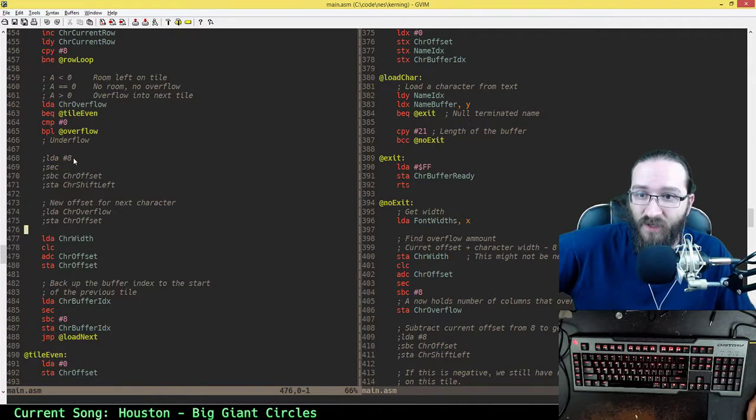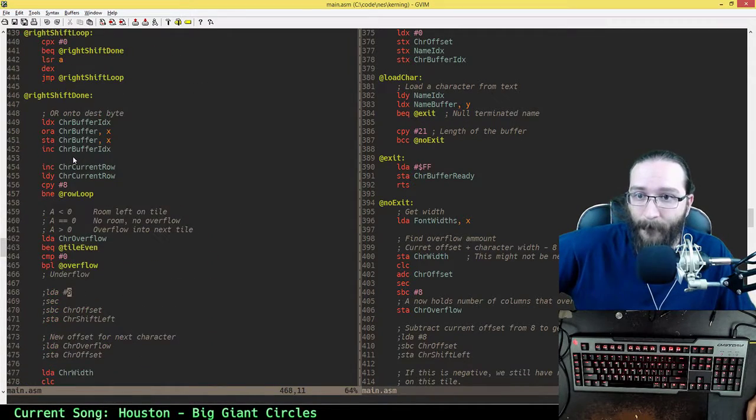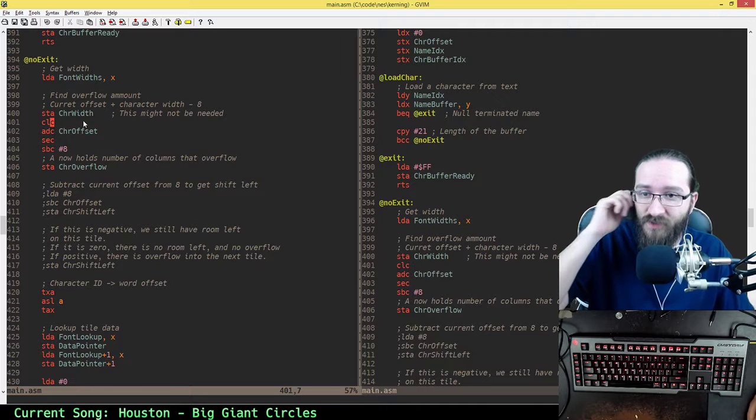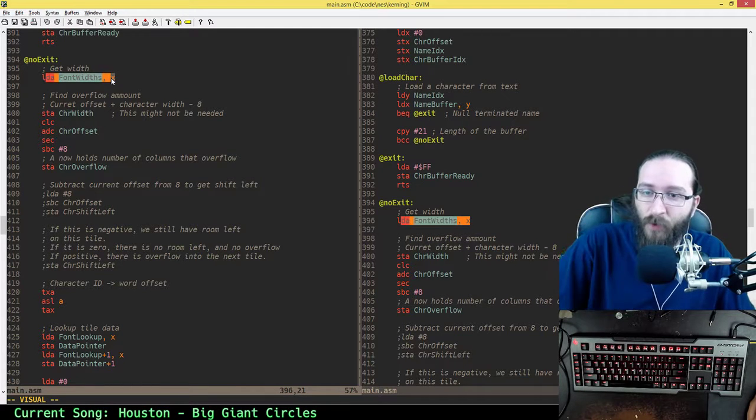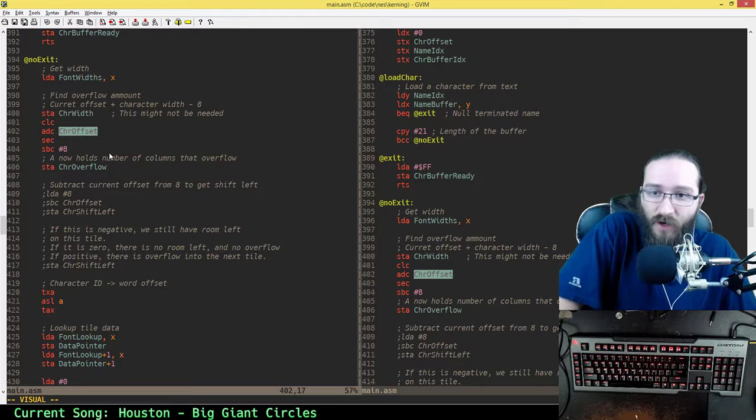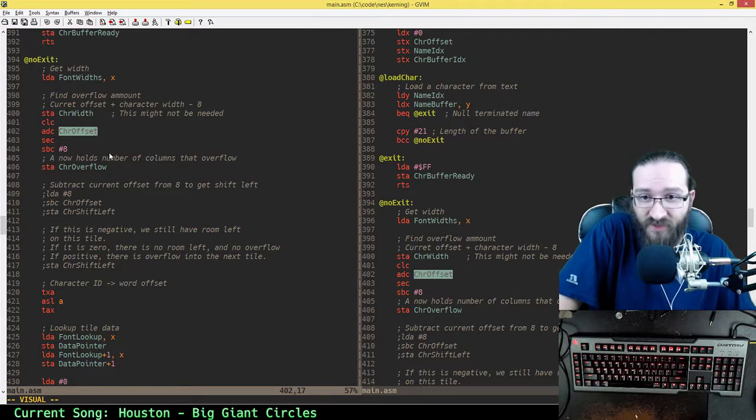So up here somewhere, where is it? There's the first one. Okay, so the first one here. So we load up a width of the current character. We're storing that into width to look at it later. We're clearing carry and adding the current offset. Now on the first time through, it's going to be 0, so we're just adding 0 to this. On the second time through, it's going to be, what, 5? So this will be 5 for the second character.